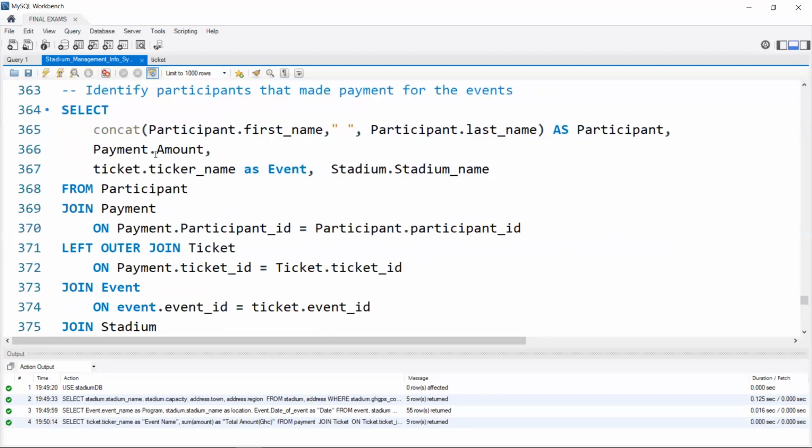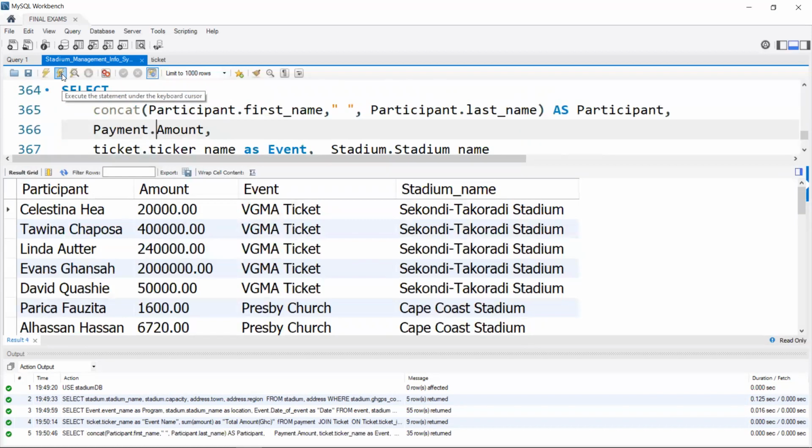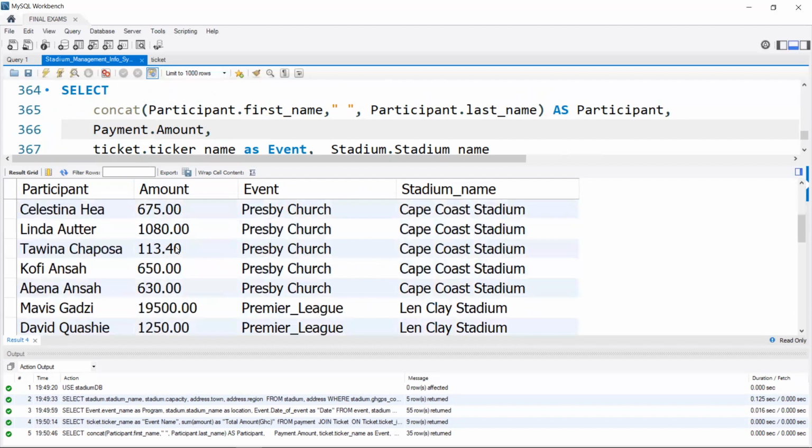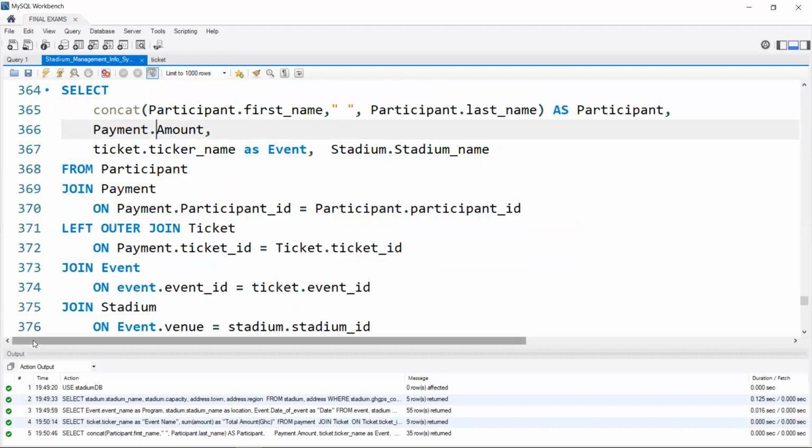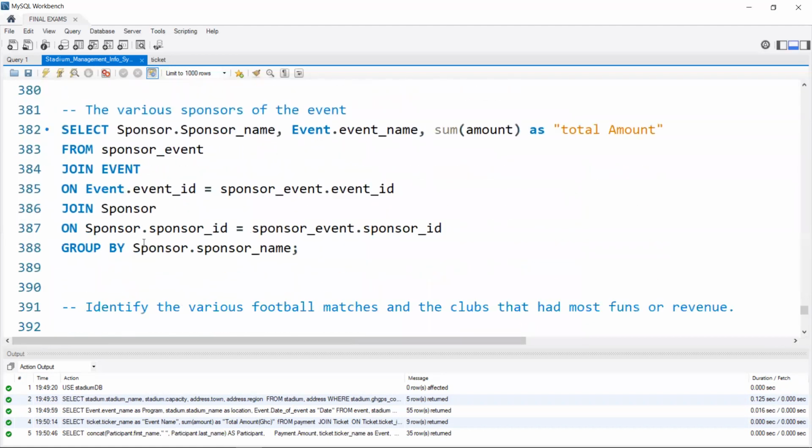Then we continue to find the participants who actually took part in the event. Again, you can see Linda Atta paying 24,000 to join the VGMA. Chapusa paying to join the press with David Kwashi, the Premier League, and all that. So this will tell us the amount that went into various things.